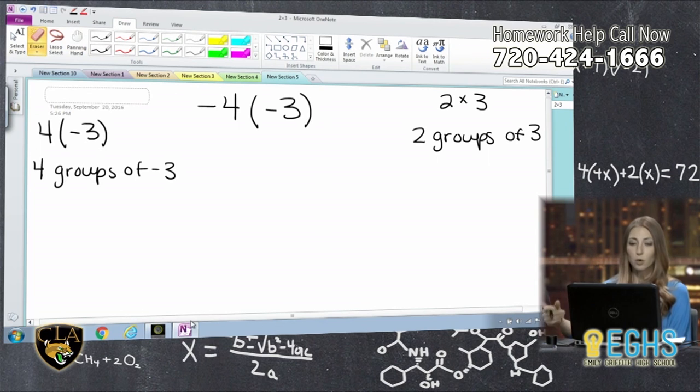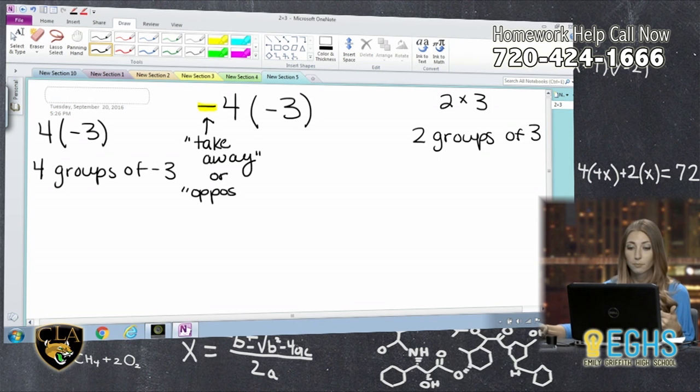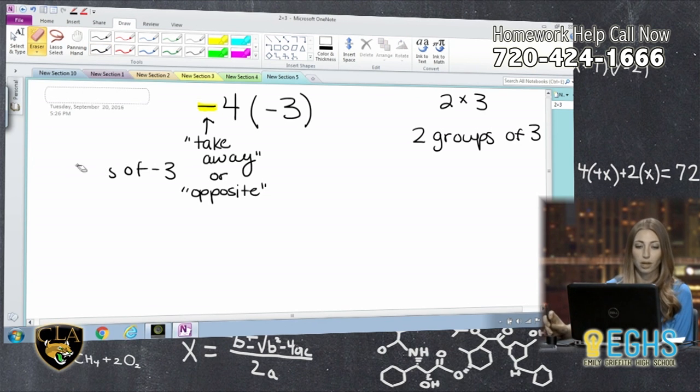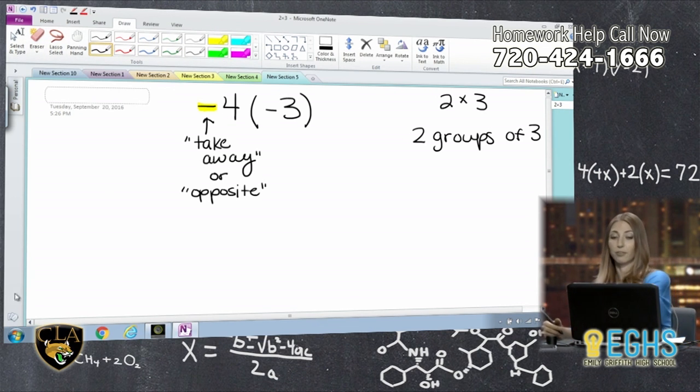And we're using that idea of groups of, but then we're also going to use the idea that this first negative sign, we're going to think of it as take away. Or the other way of thinking of it is as opposite. So we can think of it both ways. Either would work. And I'll show it with us thinking of it as take away. So we're thinking about taking away 4 groups of -3.